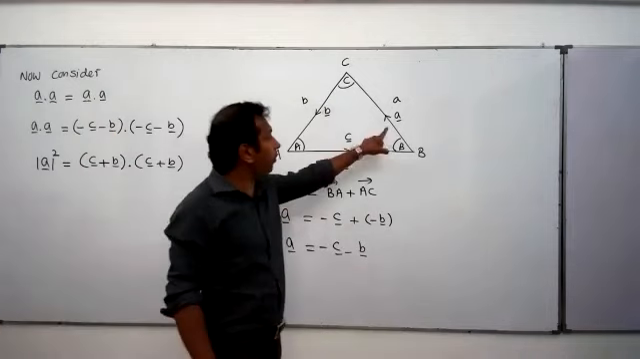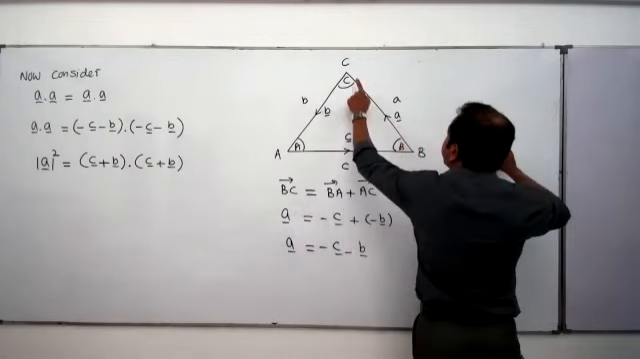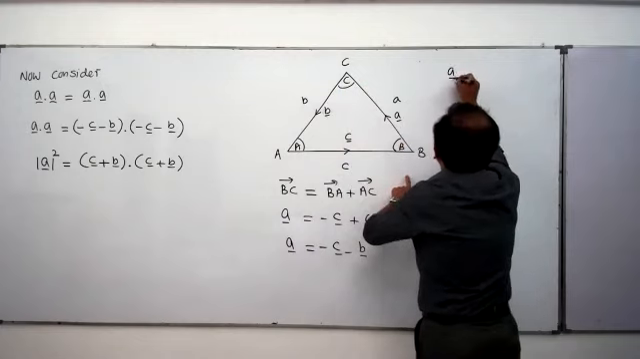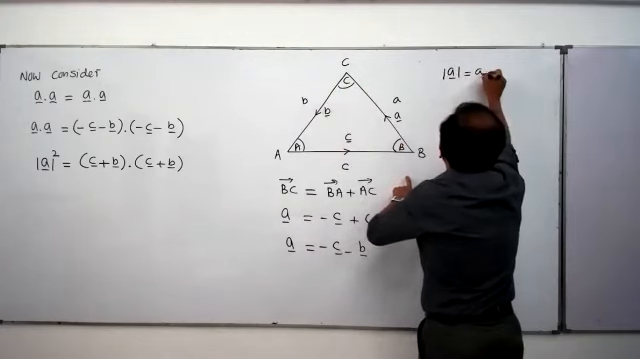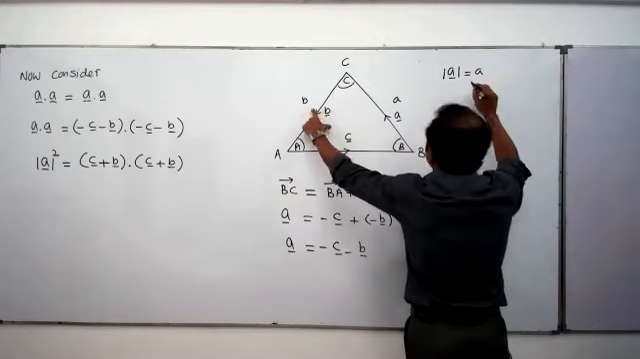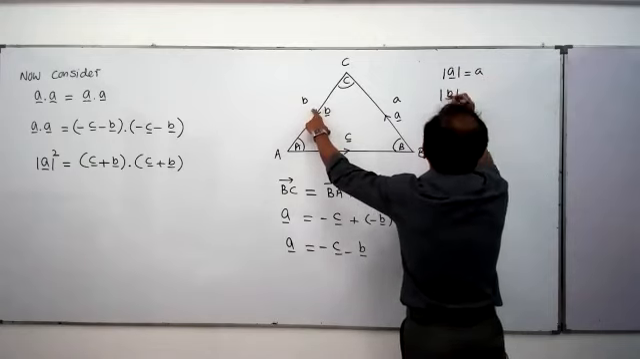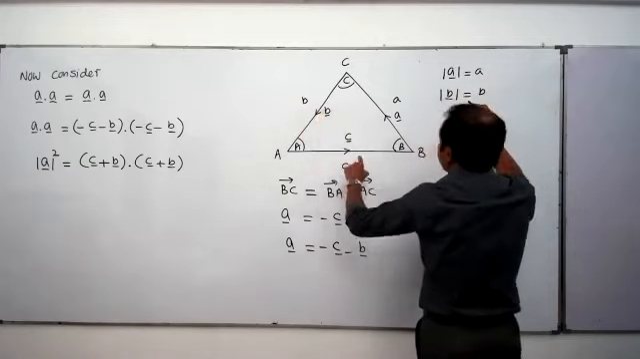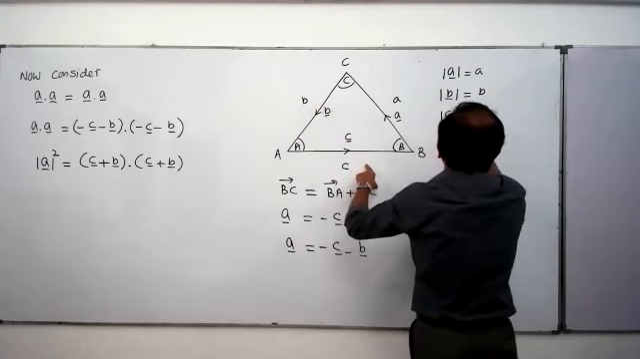Modulus of A means what, people? Modulus of A means this BC length, no? Modulus of A is simple A. Modulus of B is what, people? Modulus of B is simple B length. Modulus of C is simple C length.